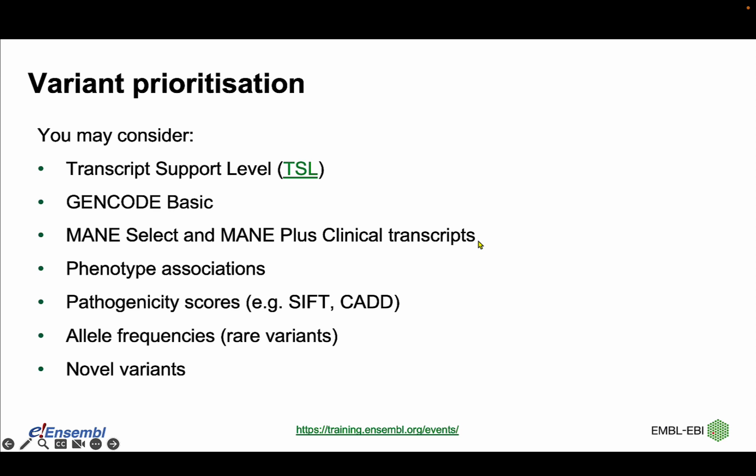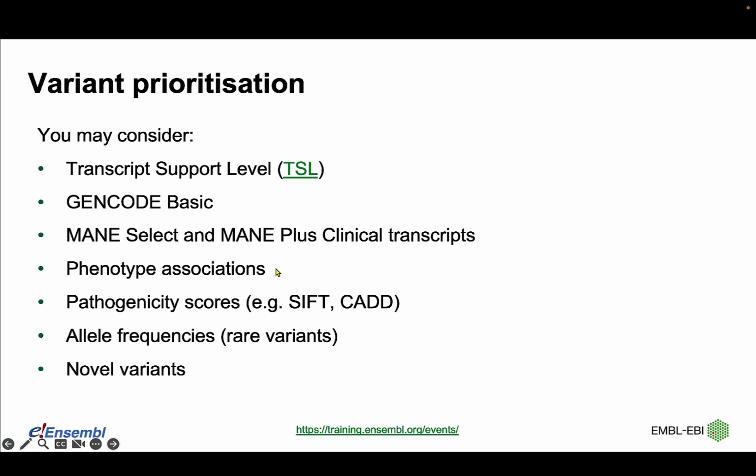MANE Select transcripts are also determined to be the most biologically relevant, and MANE Plus Clinical transcripts specifically include any additional transcripts that are found to be of clinical interest. So, for example, transcripts that are pathogenic or likely pathogenic.